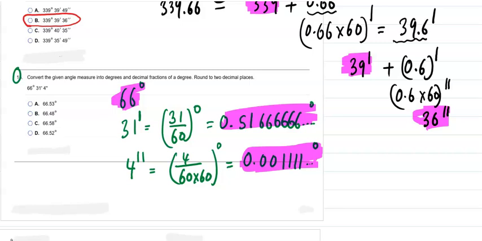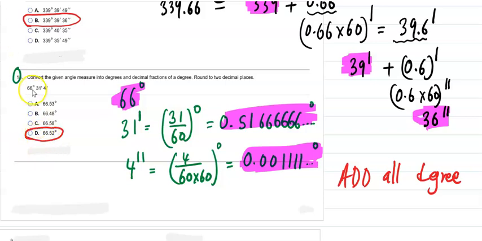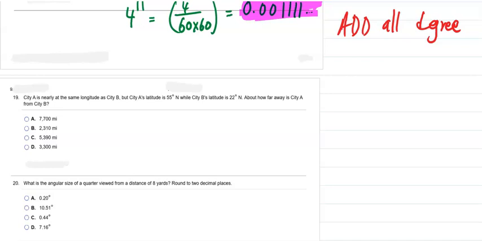If you add all the degrees, you get the answer, which is 66.52. Okay, you can add by yourself. That's the answer. Okay, question number 19.